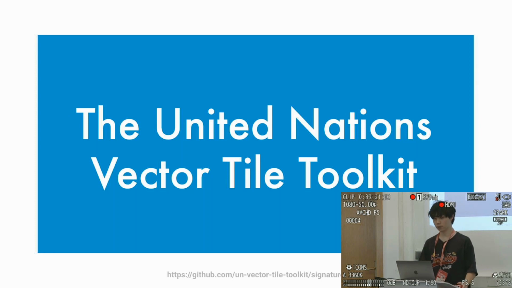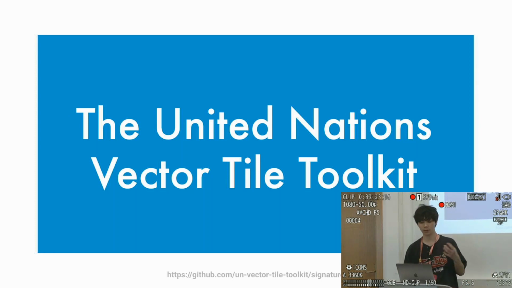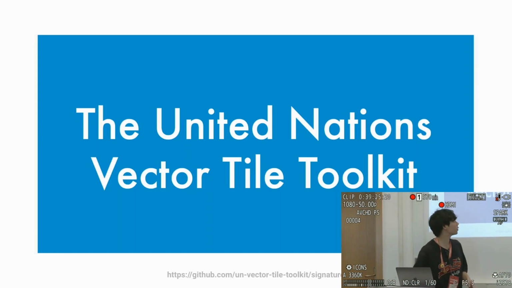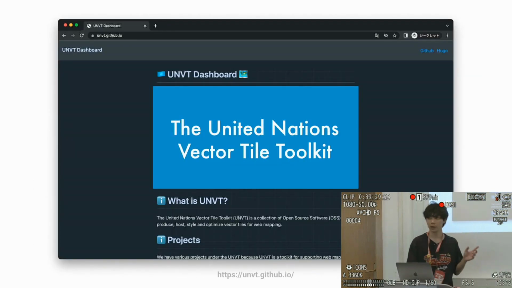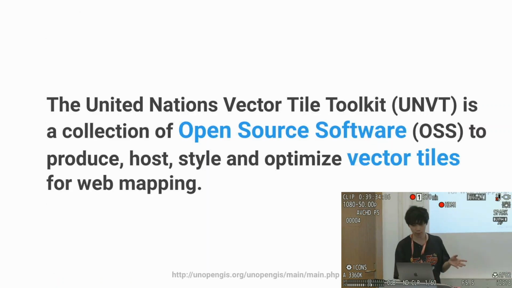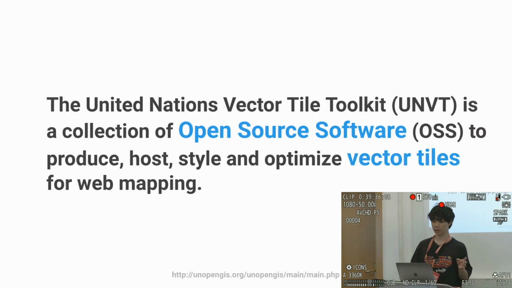This is my research theme, and also this is a United Nations project called the United Nations Vector Tile Toolkit. This is an open source project and an open public project. This project's aim is here. The United Nations Vector Tile Toolkit is a collection of open source software to produce, host, style, and optimize vector tiles for web mapping.